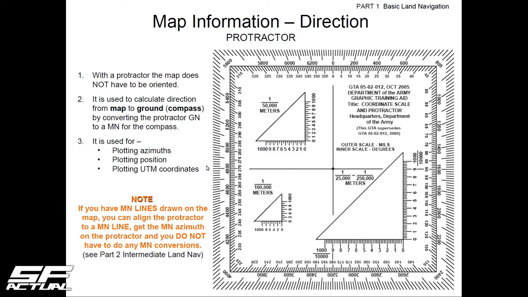And just to take note here, if you have magnetic north lines drawn on the map, you can align the protractor to a magnetic line and get the magnetic azimuth on the protractor, and you do not need to do any more conversions. And that is in part 2, intermediate land navigation, that we'll get into, but I just want you to understand this right now, and then I'll teach what that means in a little bit. But basically, it's taking out the math that we were just doing.